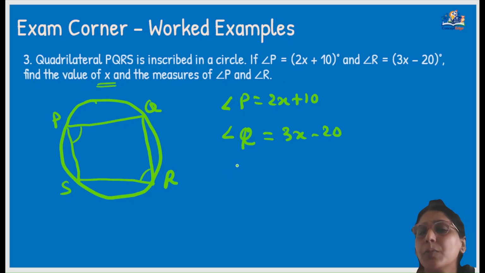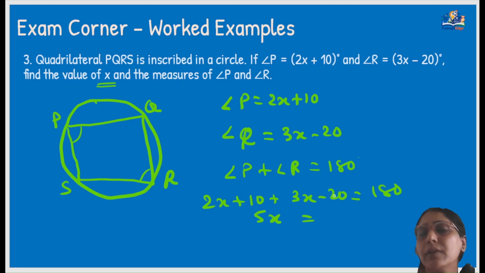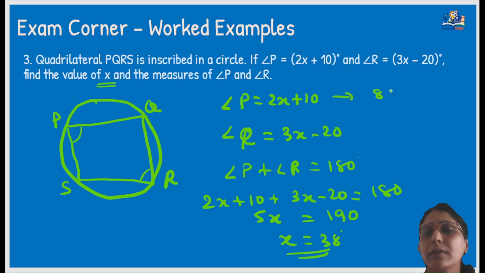So I know that the sum of these two, angle P plus angle R, equals 180. So 2x plus 10 plus 3x minus 20 is 180. While solving this, I'll get 5x equals minus 10 over here. That goes on the other side, so 190, and then x equals 38. When I put x equals 38 here, I'll get this as 86 and this as 94. Correct? So this is how I can solve this question.